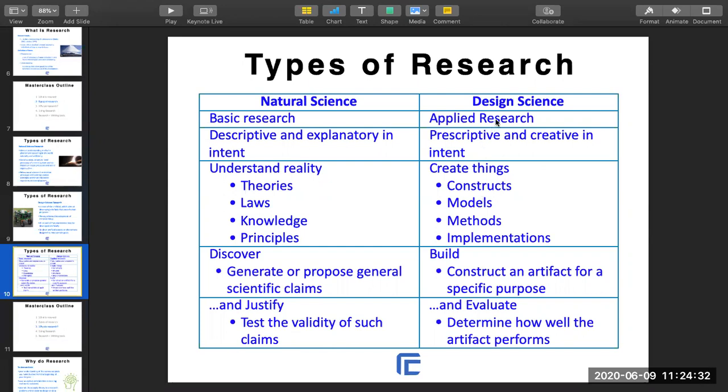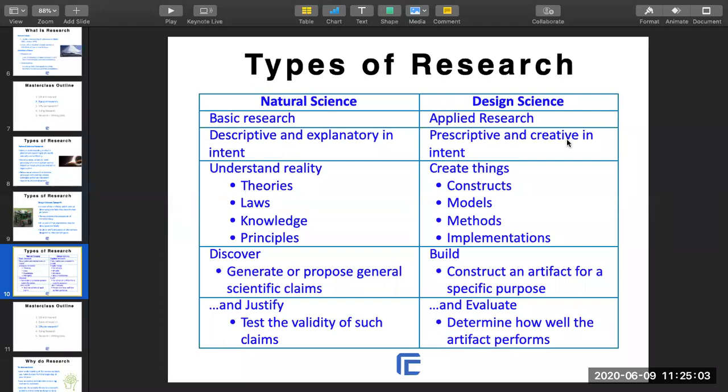The other type of research is design science. It's also called applied research. It is prescriptive and creative in intent. Prescriptive means that if there's a problem and somebody creates a solution, he's prescribing that solution to you: use this to solve the problem you have. It doesn't mean it will solve it, but at that moment, that's what you have. So you use it. If it works out, fantastic. If it doesn't, you look for a new solution to that problem.